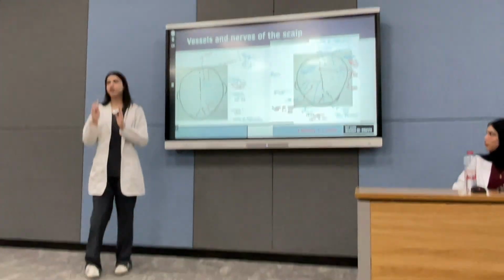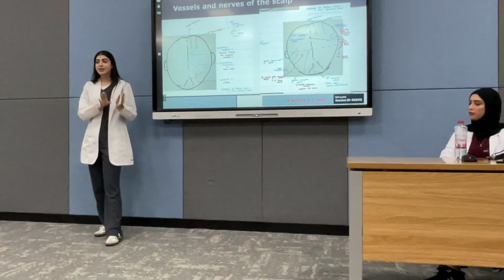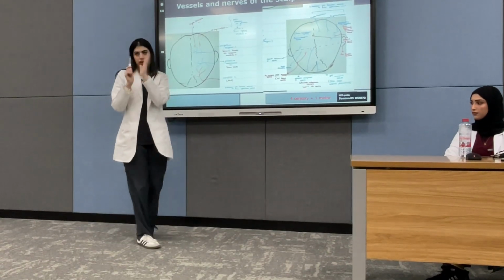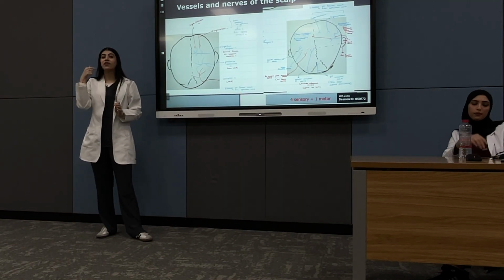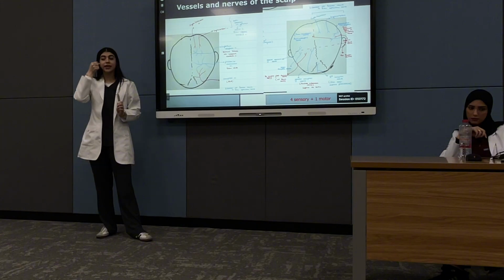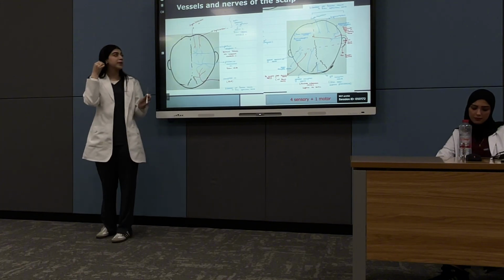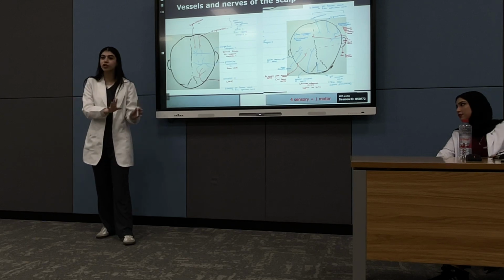For the nerves, we have 5 anterior, 5 posterior. 4 of them are going to be sensory, 1 of them is going to be motor. When we start with the anterior, it's the same: supratrochlear, supraorbital. We have an extra nerve, the zygomatic, which is over the cheekbone. Then we have the auriculotemporal, and this is going to be the fourth sensory. I'm going to go over the motor next.